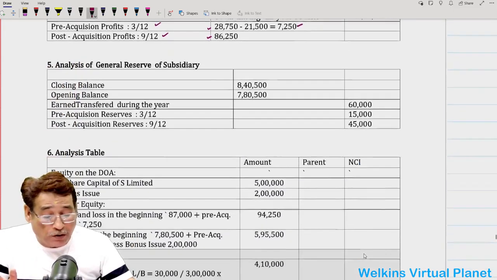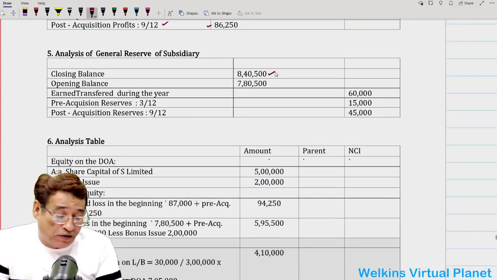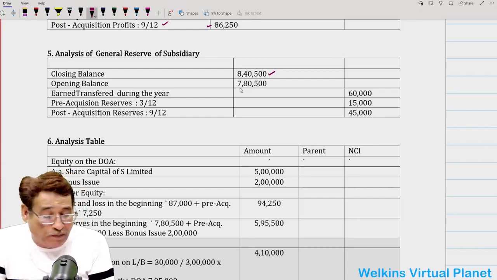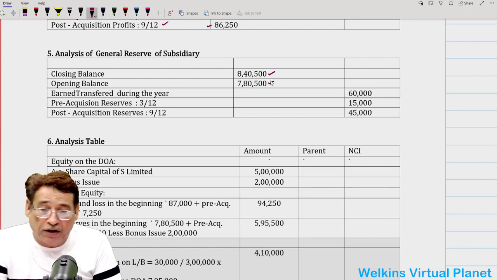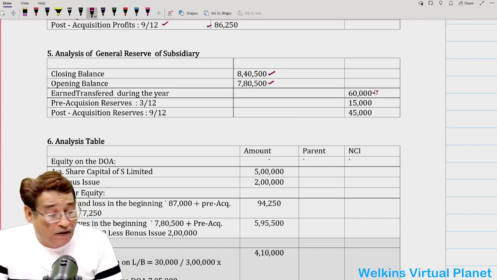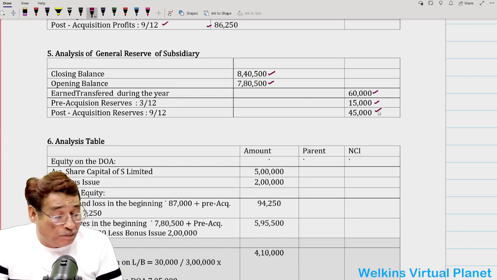Now we come over to general reserve. Closing balance of general reserve of subsidiary company as per balance sheet is 8,40,500. As per information number one, it was given that opening balance is 7,80,500. So the difference of these two means amount transferred to general reserve during the year 60,000. Out of this, pre-acquisition will be 15,000, 3 by 12, and post-acquisition 9 by 12 will be 45,000.